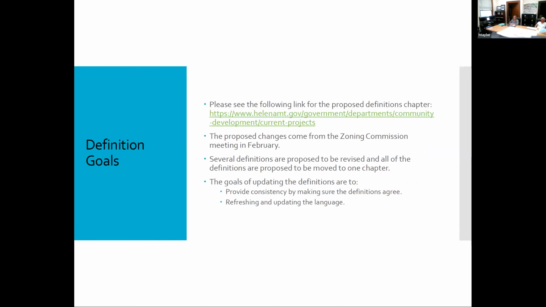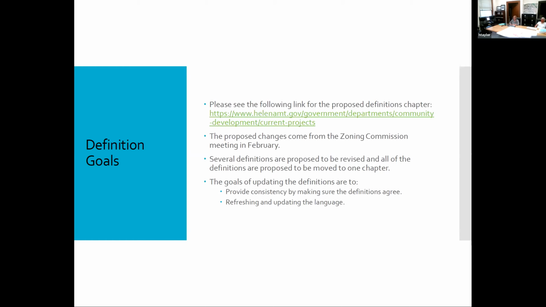So our goals for the proposed definitions chapter are, first, please see the following link for the proposed definition chapter. Again, it can be found under the current projects link under the community development page on the Helena MT government webpage. The proposed changes come from the Zoning Commission meeting back in February. And so we've got several definitions that are proposed to be revised, and all of the definitions are proposed to be moved to one chapter.